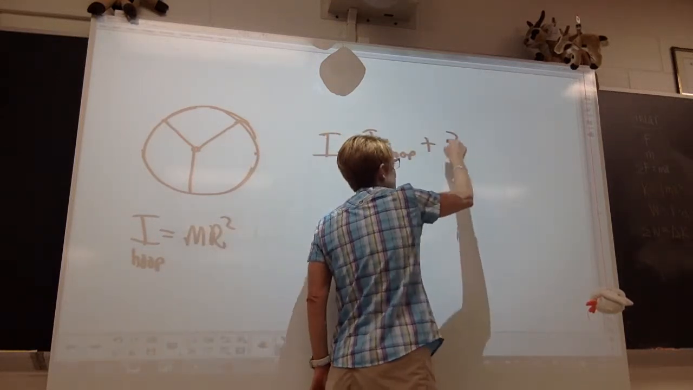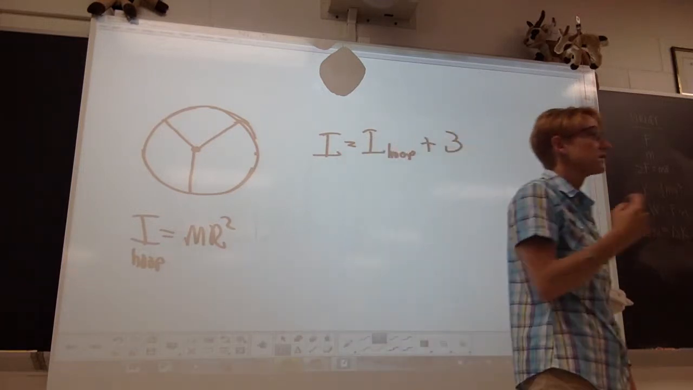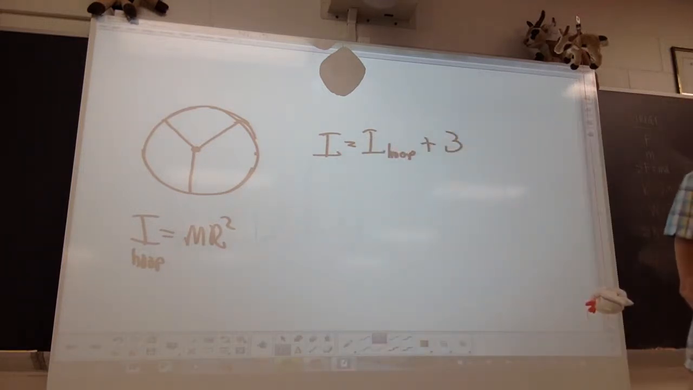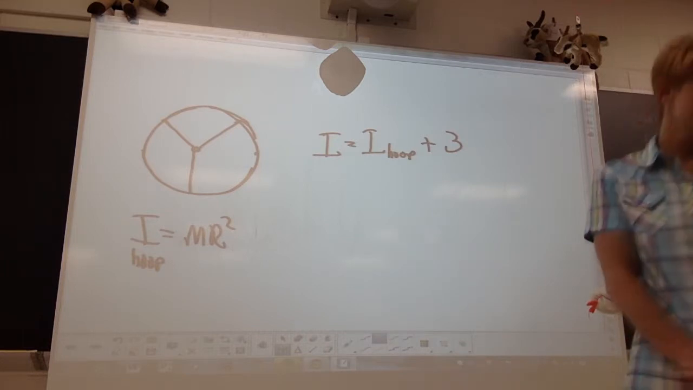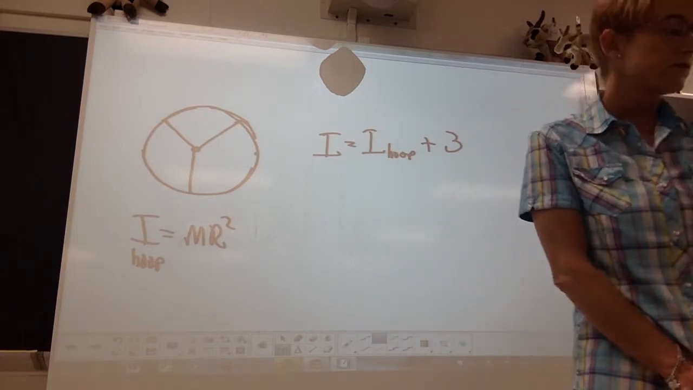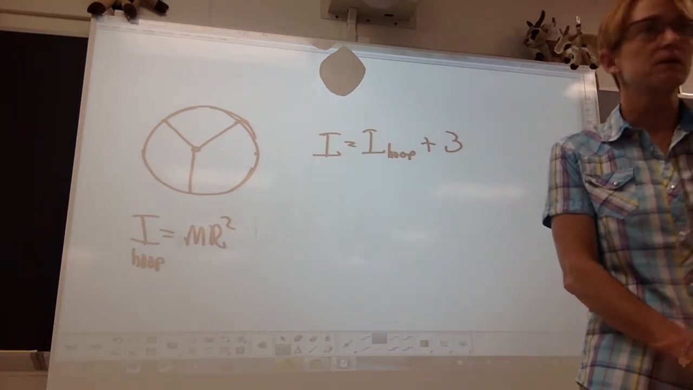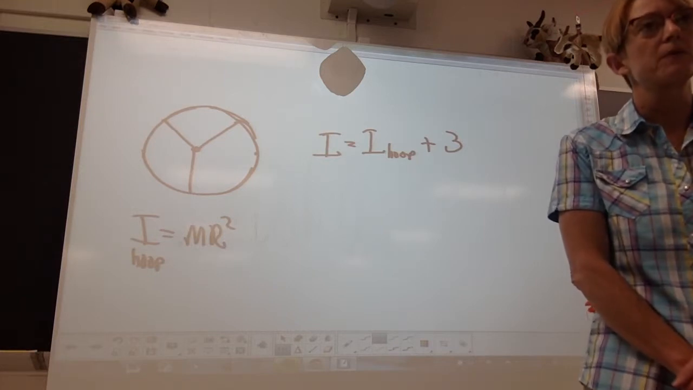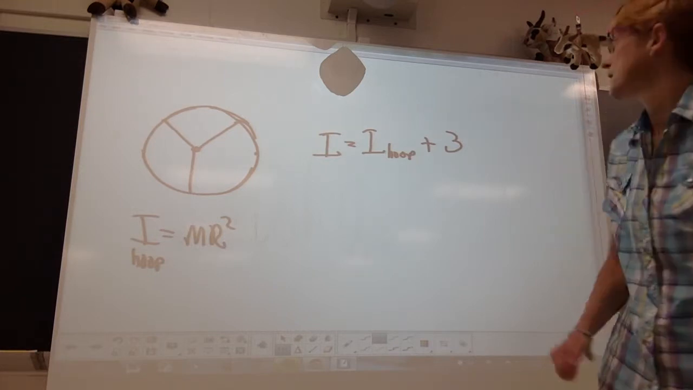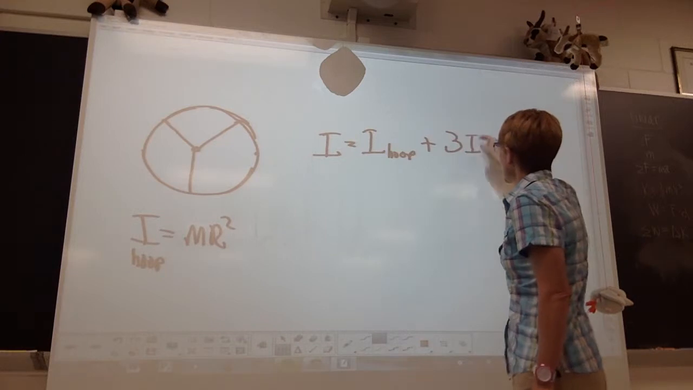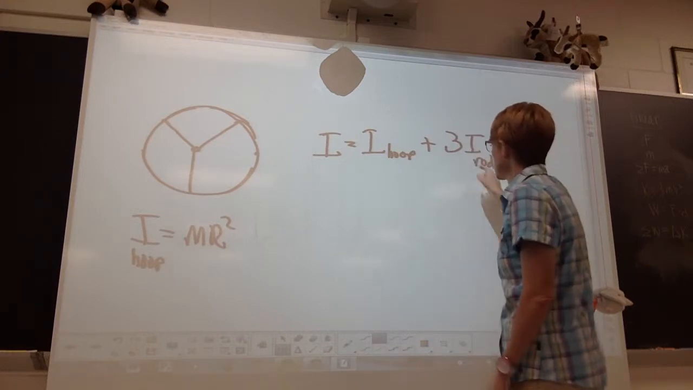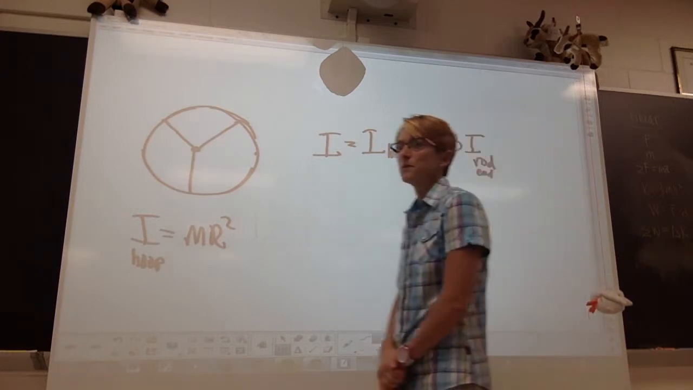So my new moment is going to be I hoop plus 3 spokes. So now look at your chart, and what do the spokes look like? Long uniform rods. I buy that. Is it a long uniform rod about its center point, or around its end point? Around its end point, yeah. So it's 3 I rods about their end points.